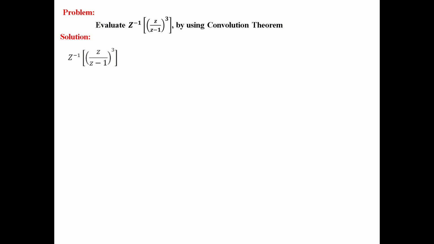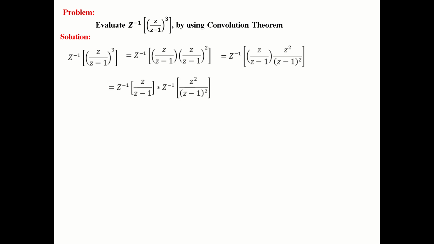Next. Evaluate Z inverse of Z by Z minus 1 whole cube. Z inverse of Z by Z minus 1 whole cube is equal to Z inverse of, splitting the cube into two parts, the first term Z by Z minus 1, which we are separating, and the remaining Z by Z minus 1 the whole square. So Z inverse of Z by Z minus 1 into Z square by Z minus 1 the whole square.